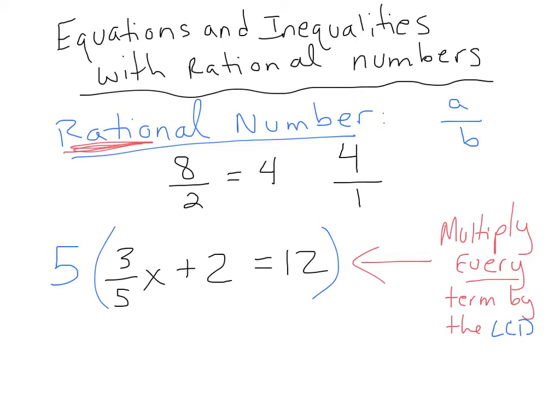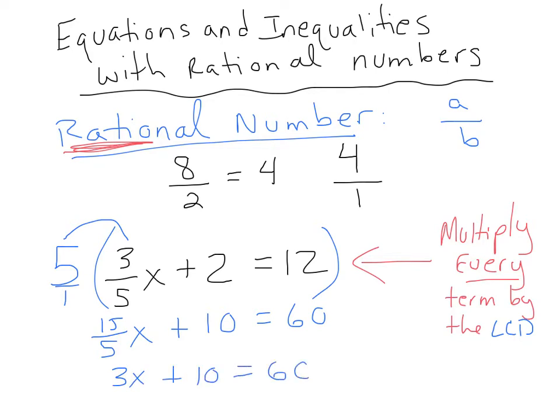So let's go ahead and multiply 5 times this first idea. We've got 5 over 1 times 3 over 5 with an x, which is 15 over 5 x. And then 5 times 2 is 10, and then 5 times 12 is 60. Well, 15 over 5 works out nicely for us: 3x plus 10 equals 60. And then you can solve from there because that's easy to solve. This seems like it might not be too bad. Let's make it a little more complicated in the next example.